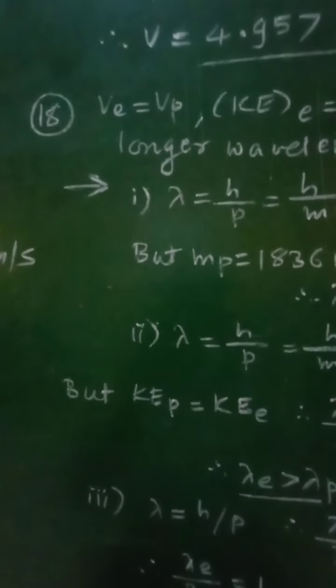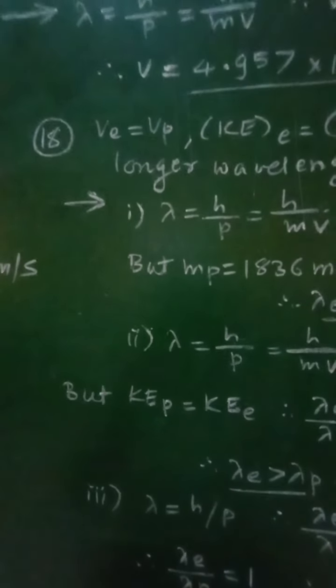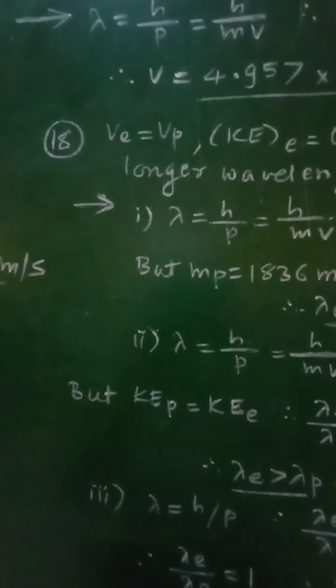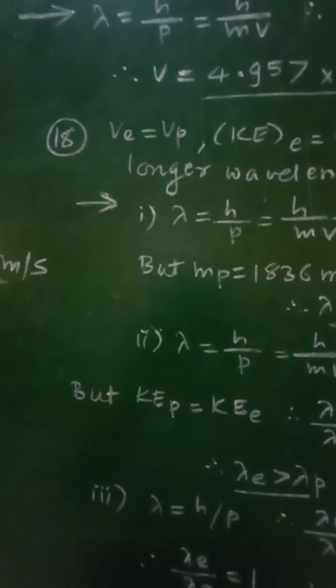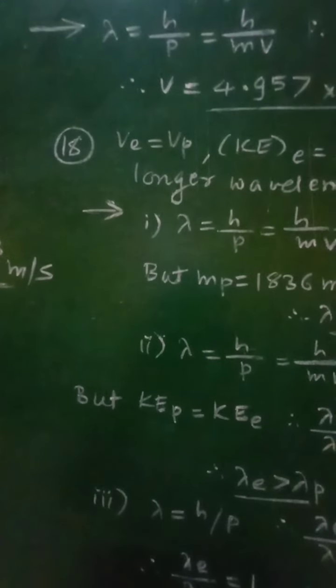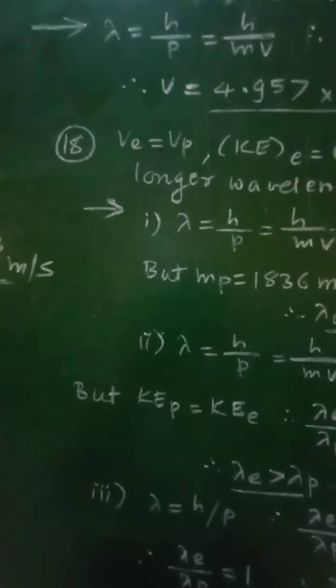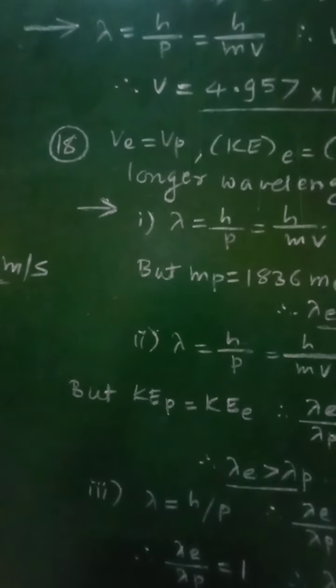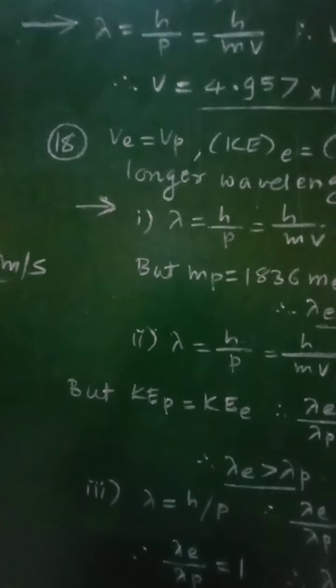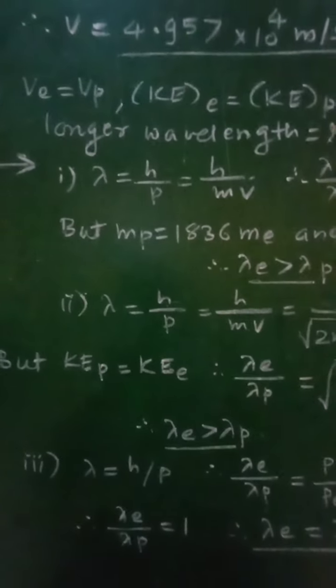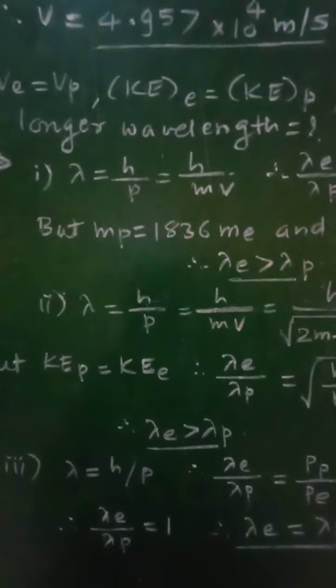which is stated as: find the ratio of the de Broglie wavelengths of an electron and a proton when both are moving with the (A) same speed, (B) same energy, and (C) same momentum. State which of the two will have the longer wavelength in each case. We have to state which one will have longer wavelength in 3 different cases.